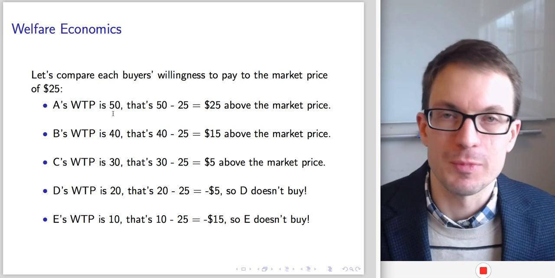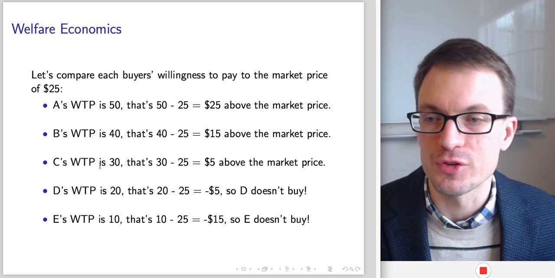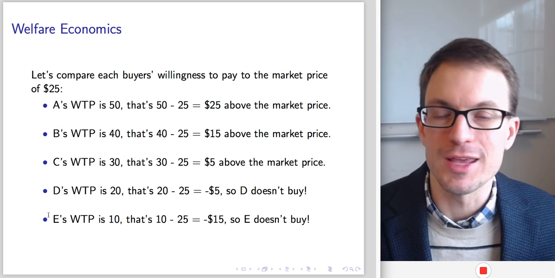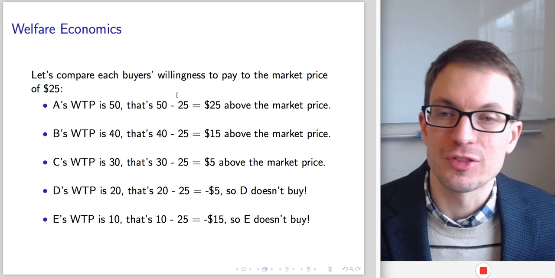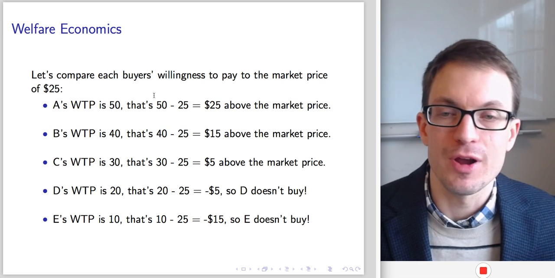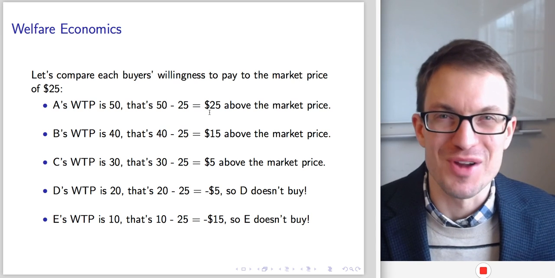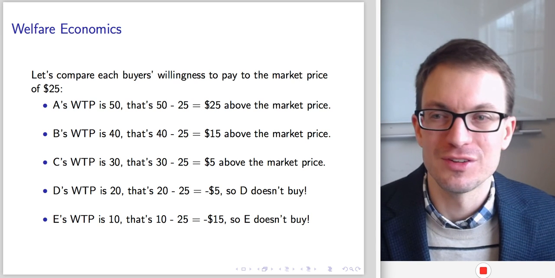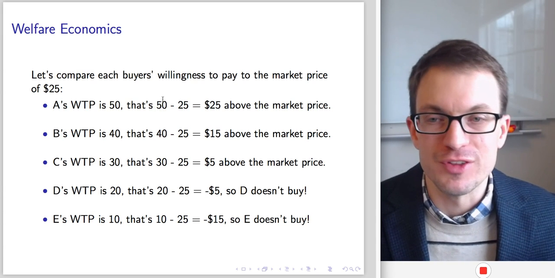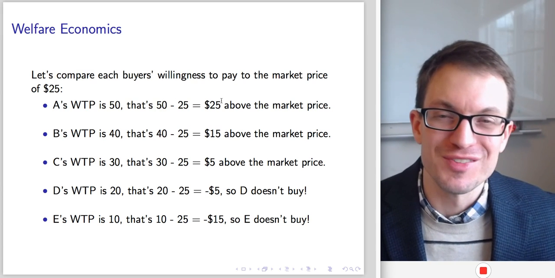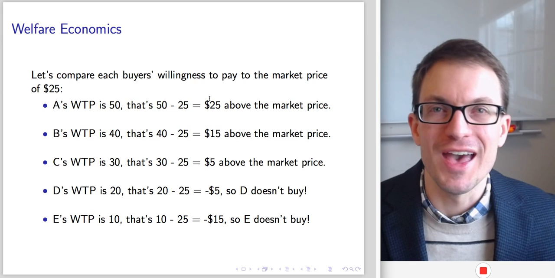Person A's willingness to pay was 50, person B 40, person C 30, person D 20, and person E was 10. Well, if those are their willingness to pays, we'll just deduct the price from that, the actual market price, and we'll see what their gain is relative to the market price. So person A would have bought up to a price of 50. They only actually had to pay 25. So they come out $25 ahead.